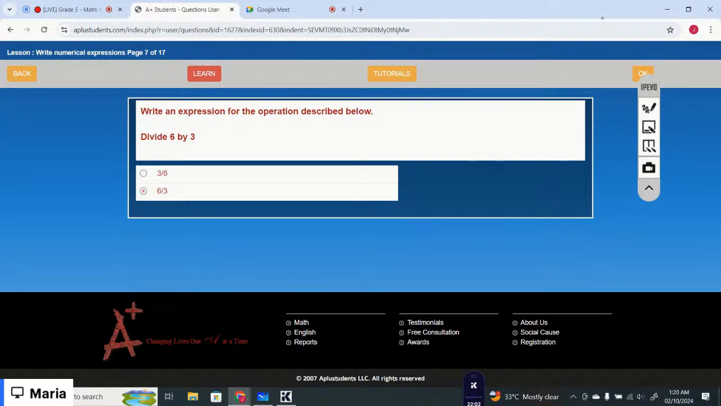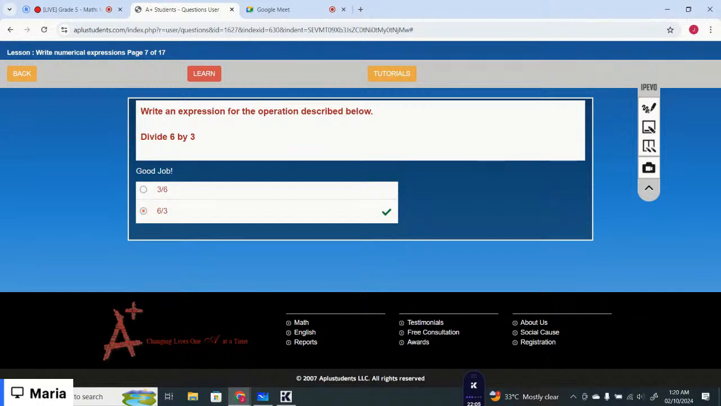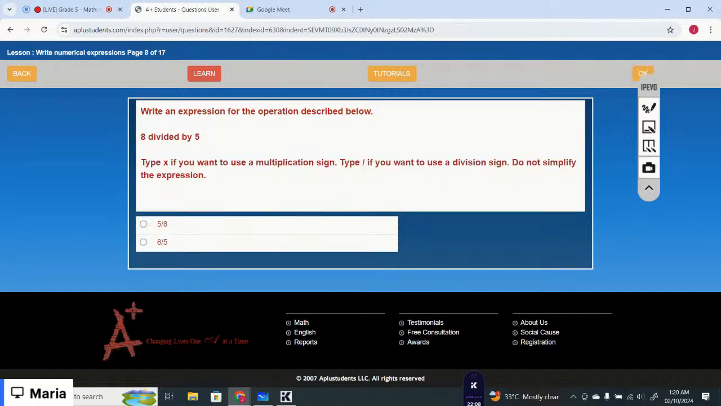6 divided by 3. Okay, the next one is 8 divided by 5, which is the correct option? 8 divided by 5. So that is option number 2, the correct option, right? Okay.